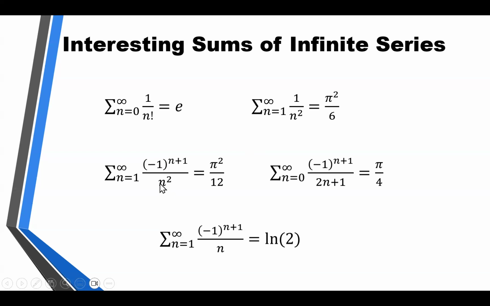Here are some other ones. If I take -1 to the n plus 1 over n squared from n equals 1 to infinity, we get pi squared over 12. If I take an infinite sum from 0 to infinity of -1 to the n plus 1 over 2n plus 1, I get pi over 4. If I take -1 to the n plus 1 over n summed up from 1 to infinity, I get the natural log of 2. Again, all of these are really interesting, weird numbers that we're getting.